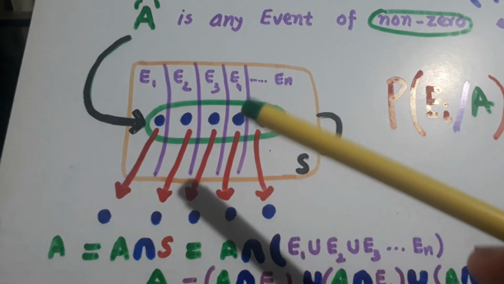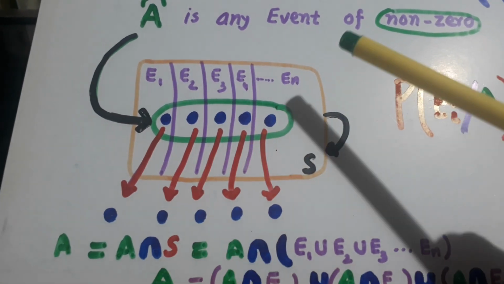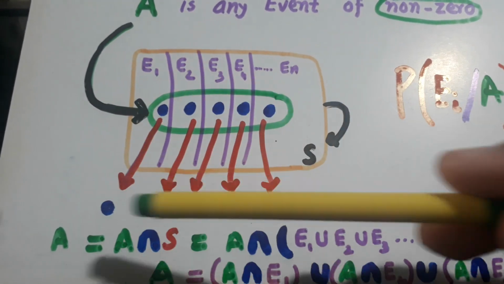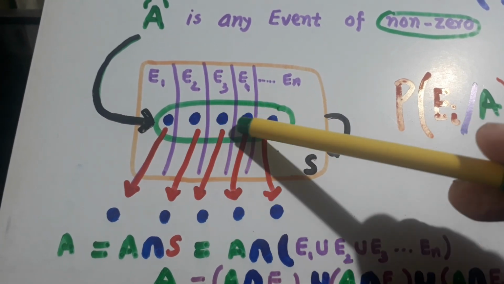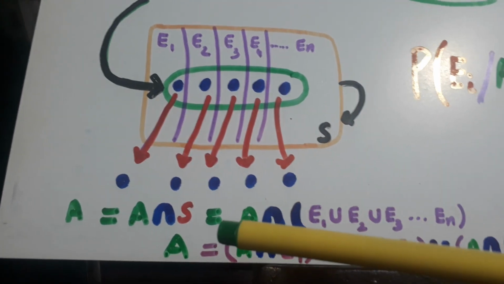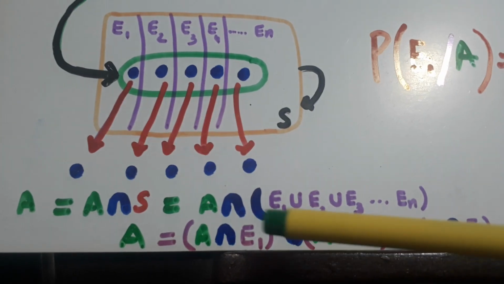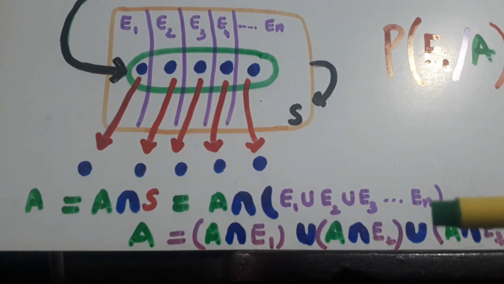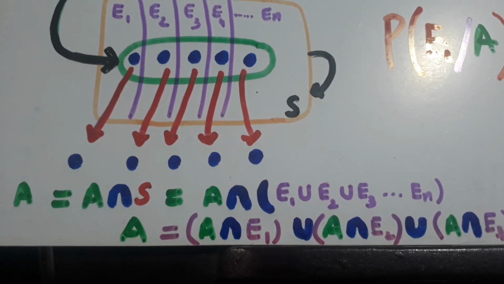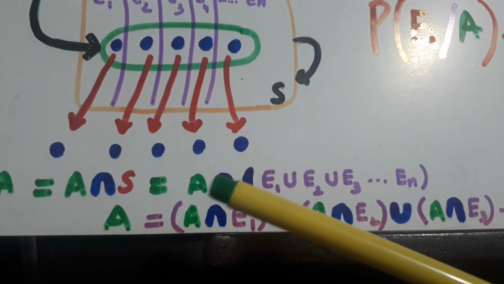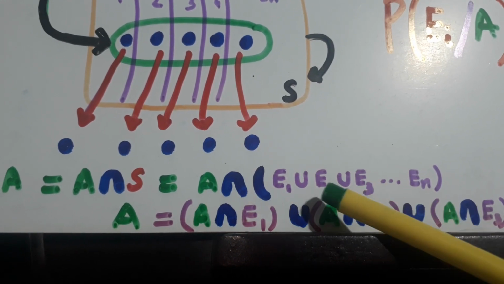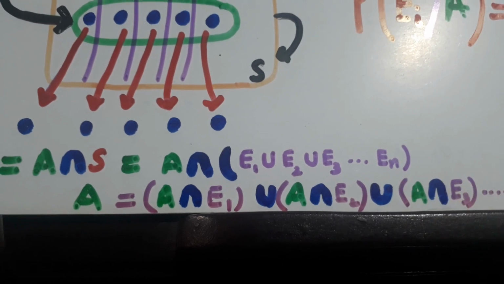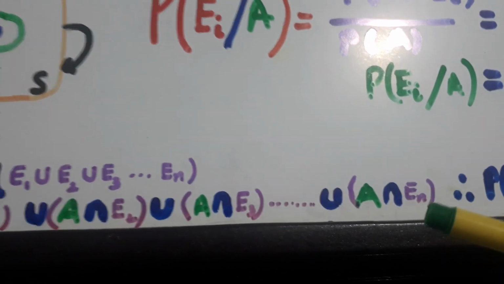So A will be equal to A intersection S. Complete is S, and this is A. So A intersection S will comprise of this, and so on. So A intersection S will be A intersection E1, union E2, union E3, union En. So it will become A intersection E1, union A intersection E2, union A intersection E3, so on up to A intersection En. So this is A.